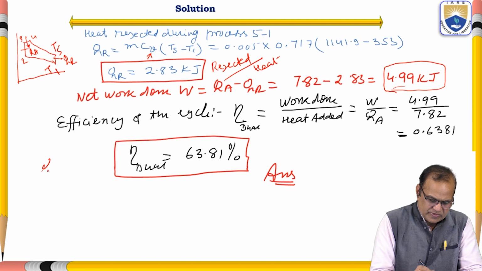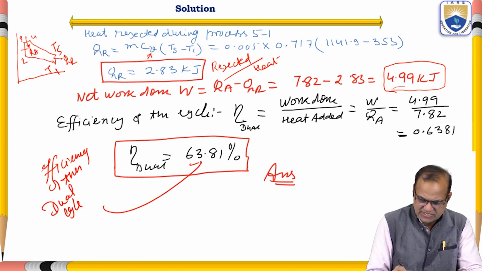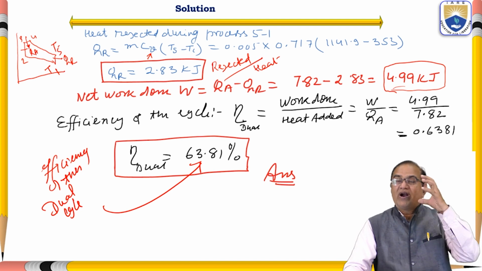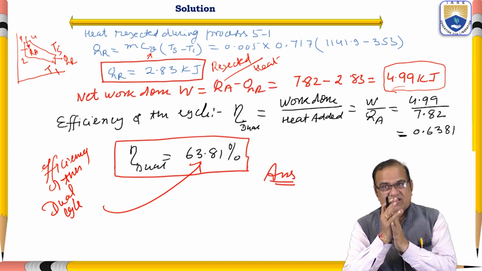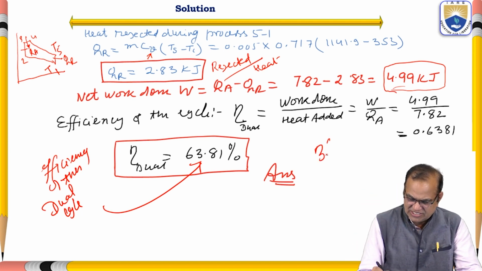So efficiency of this dual cycle is 63.81%. It means whatever heat we have given, we have not got the same amount of work. We have got only 63.8. So nearly it is 36.2% losses.